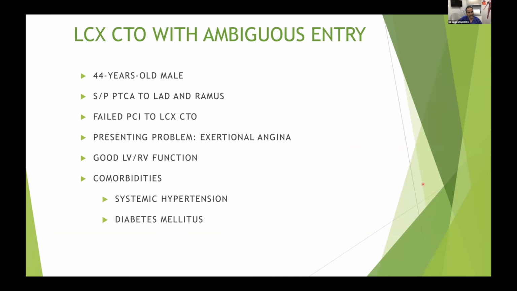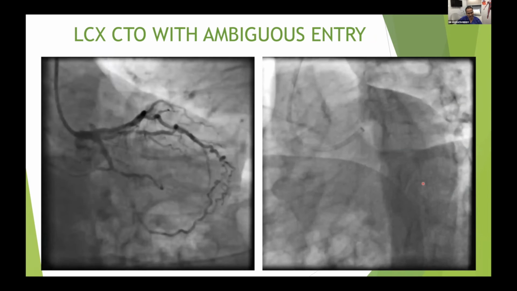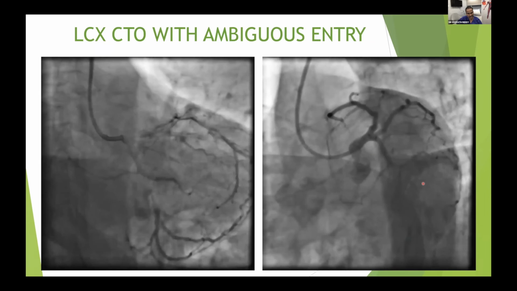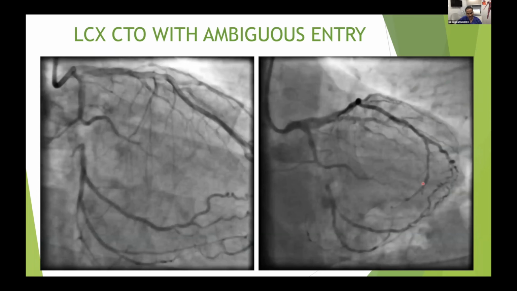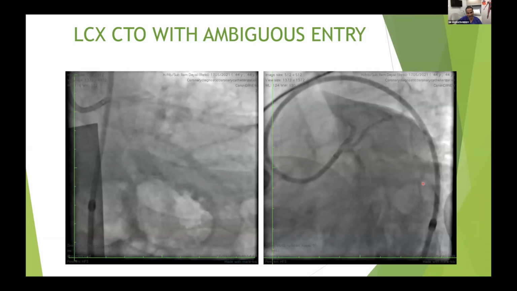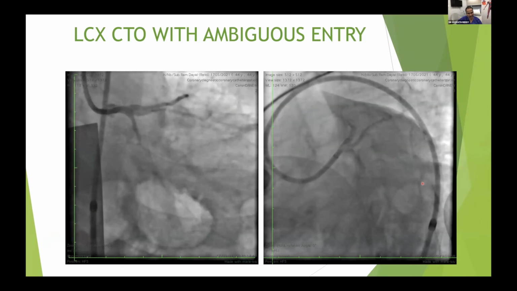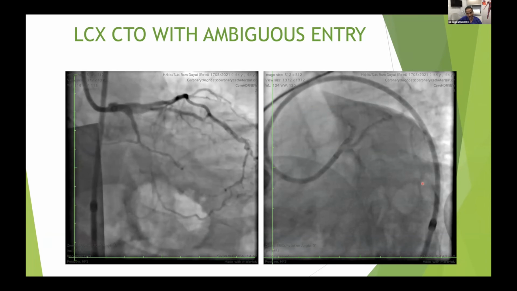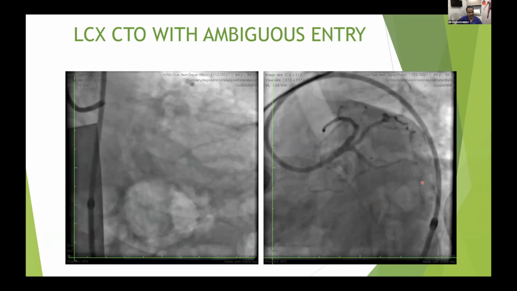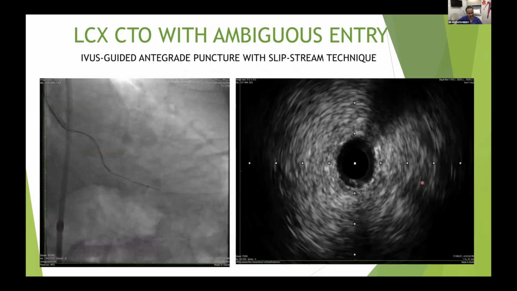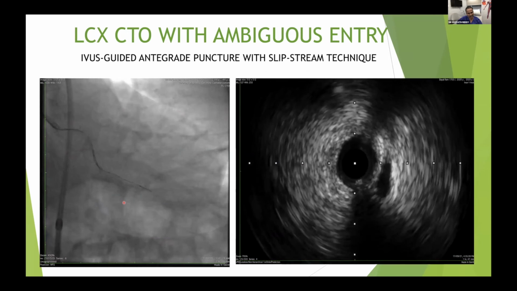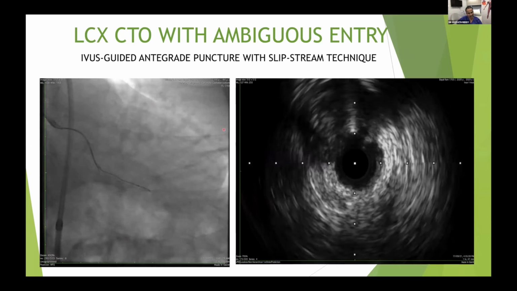So this is another case of LCX total occlusion. You can see with an ambiguous entry again. So we attempted IVUS guided entry here, but that IVUS guided entry went into the same lumen, into the subintimal space, which was created in the first attempt in another center. So yeah, this IVUS guided entry with slipstream technique, but unfortunately it ended up in a subintimal location. You can see here, even entry itself is subintimal.